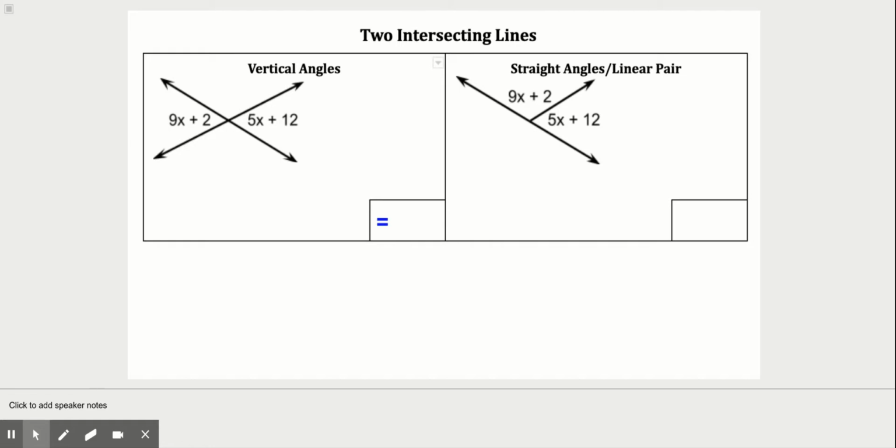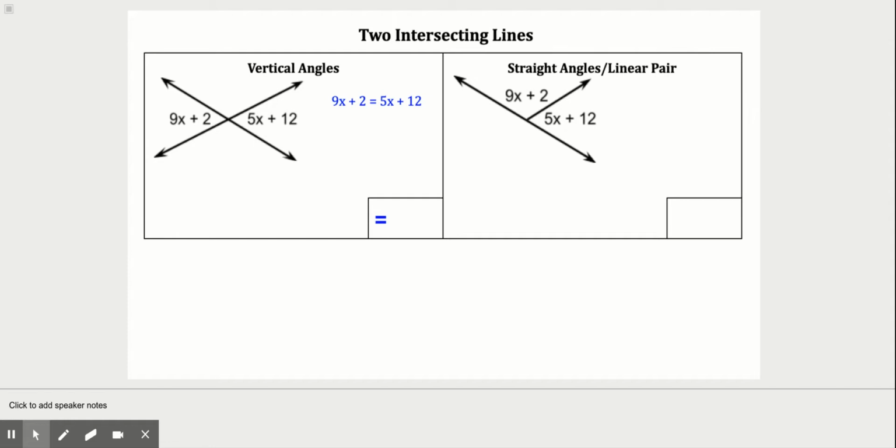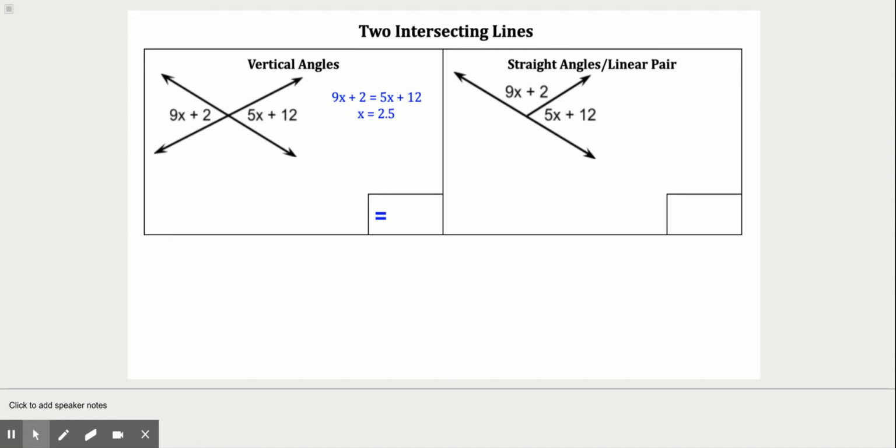So if I wanted to set up an equation for the diagram on the left, I would do 9x plus 2 equals 5x plus 12. If I solve that, I get 2.5.